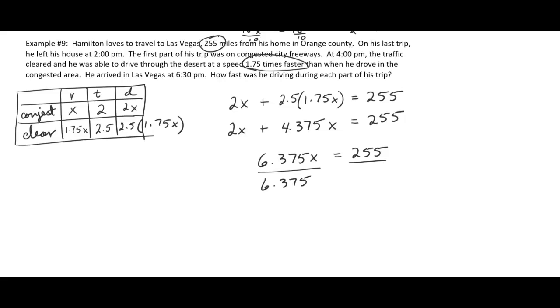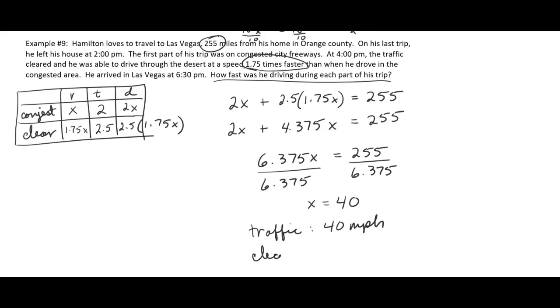Okay, let's divide by 6.375. So the steps, even though the numbers are a little weird, steps are the same. Okay. So 255 divided by 6.375 is 40. So x is 40. What does that mean? It means in congested traffic he was only going 40 miles an hour. So the question says, how fast was he driving during each part of his trip? Well, in traffic, his rate was 40 miles an hour.